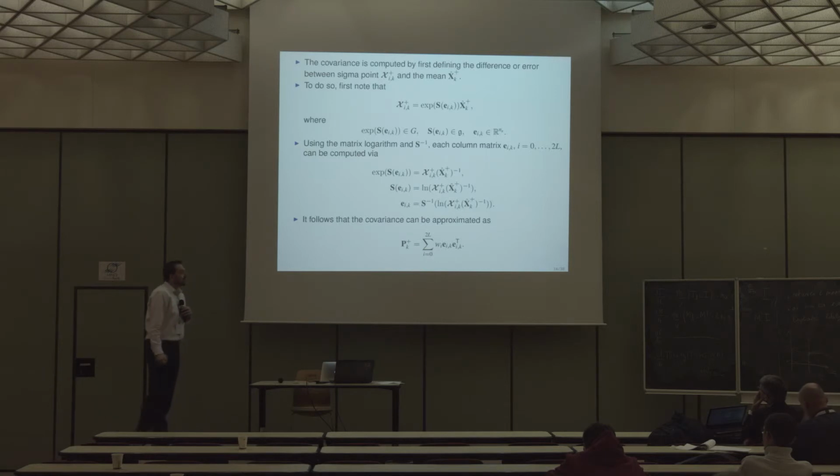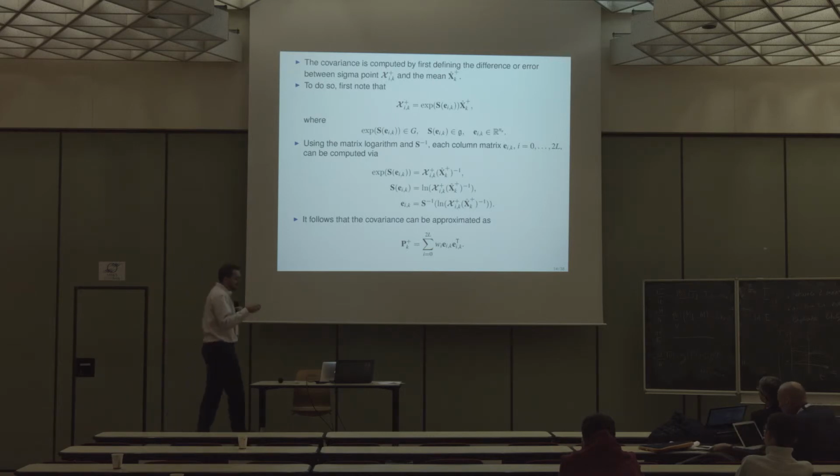And then to compute the covariance, the first thing we have to do is define the distance or some sort of error between our mean and the sigma points that have been transformed. The way we do that is through this equation here, where I essentially want to extract out E. E is an element of Rn, S of E is an element of the matrix Lie algebra, and the exponential map of all that is an element of G. So essentially we just rearrange this equation, and I can extract E. Great. Once I've extracted E, I can then compute the covariance.